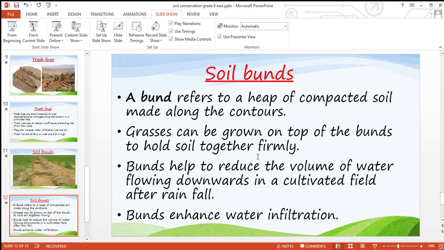And then the last point, group 7. Bunds enhance water infiltration. And we have learned that, what is water infiltration, by the way? You can explain in your own words. It's not a must that you use exactly what was presented in this lesson. What is water infiltration?